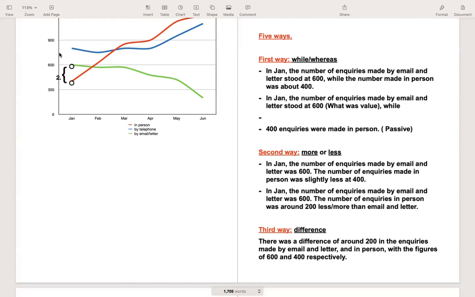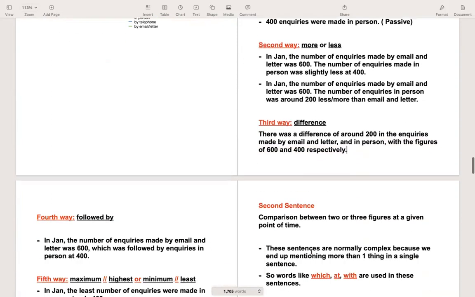So we don't know which is more. When I say there's a difference of around 200, anything can be more. So it's a very confusing sentence. It doesn't say a lot. It misses a lot of things. I don't have any idea about the data. For example, the data could be 1,800 also. The data could be 200 and 0 also. And I don't know which is 200, which is more, which is less also. So please, along with this, you have to give data like that, with the figures of 600 and 400 respectively. I hope that's clear.